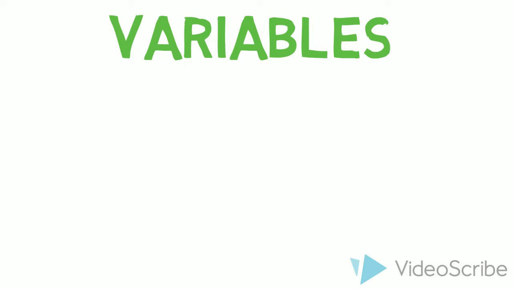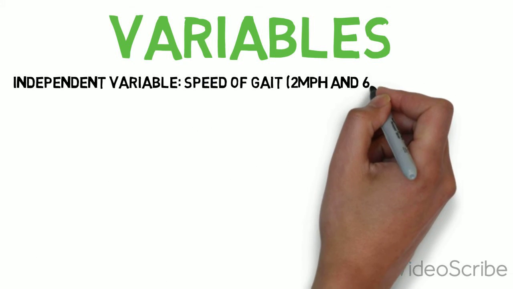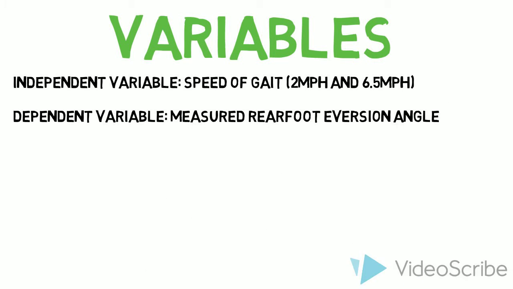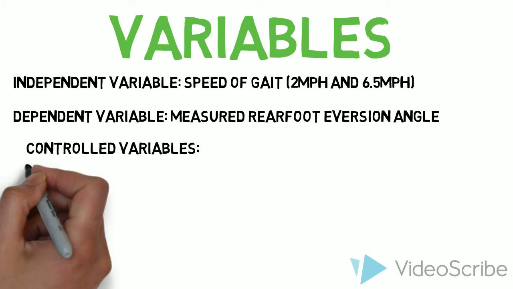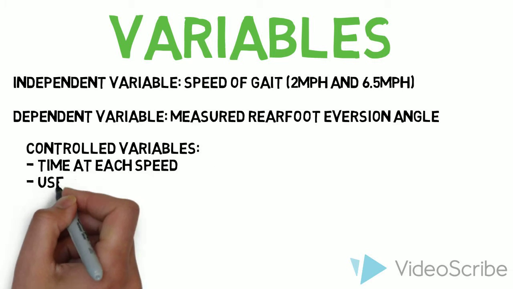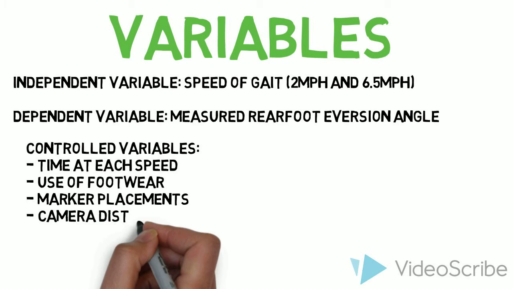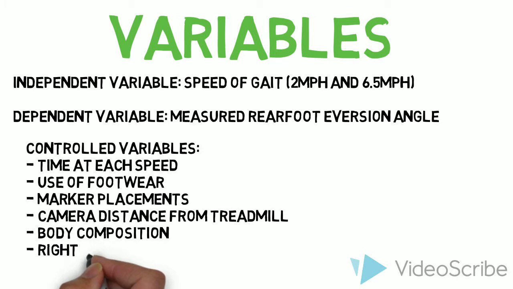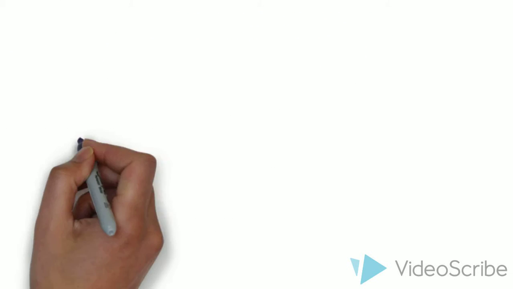The study contained one within-group independent variable, which was the speed of gait, a comparison between running and walking. The dependent variable was the measured rear foot eversion angle. Controlled variables included the time spent at each speed before filming, the use of footwear, the placement of markers, the distance of camera from the treadmill, approximate age, height and weight of participants, the use of participants with right leg dominance, and the measurement of rear foot eversion in the right foot.